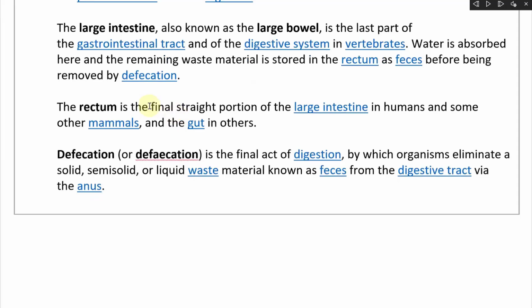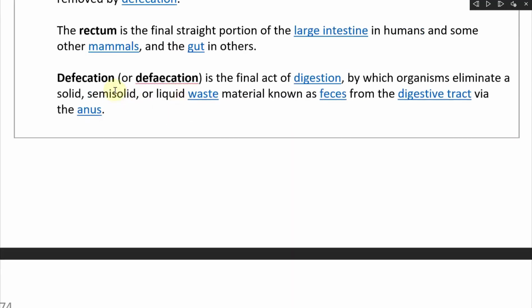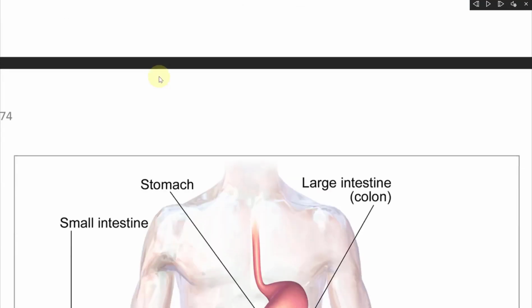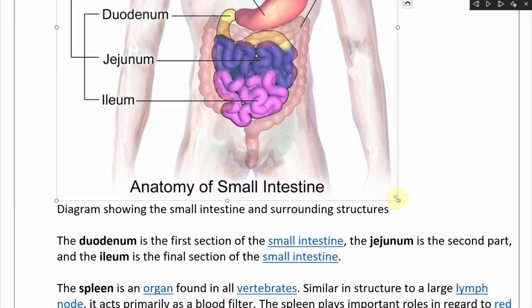The rectum is the final straight portion of the large intestine in humans and some other mammals, and the gut in others. Defecation, or defaecation with the AE there. See how this is pronounced? Defecation. Yeah, so defecation is the final act of digestion, by which organisms eliminate a solid, semi-solid, or liquid waste material known as feces from the digestive tract via the anus. All right, or the a-hole. All right, let's have a look over here.